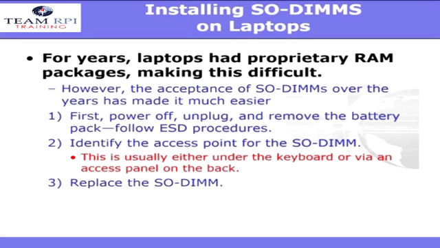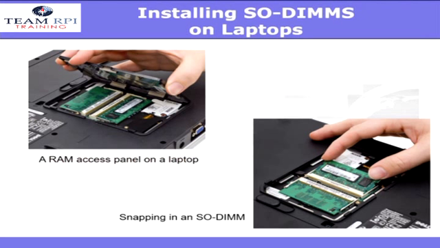First, power off the machine, unplug it, and remove the battery pack. As we learned before, this is to protect from electrostatic discharge. Next, identify the access point for your RAM. It's usually under the keyboard or an access panel on the back of the laptop. Lastly, simply place your new RAM in your device.